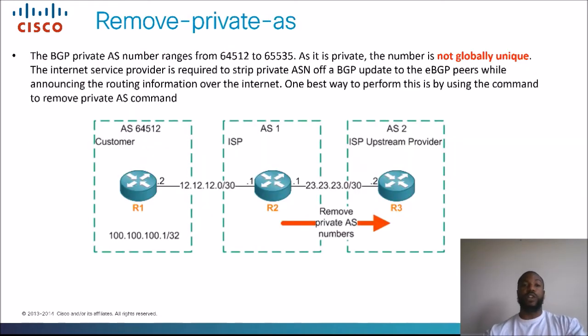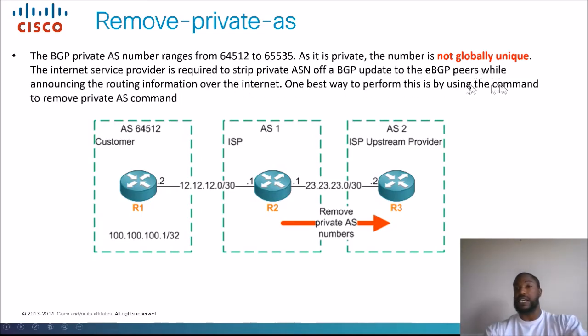So here's an example of removing a private AS number. We've got BGP. Again, the private AS number range is from 64,512 through 65,535. As it is private, it is not globally unique. That means if you have one at 64,513, another company can also have that. So that can cause confusion, right? Now, let's take a look at this topology. Notice it says the internet service provider is required to strip private ASN off the BGP update to the eBGP peers while announcing the routing information over the internet.